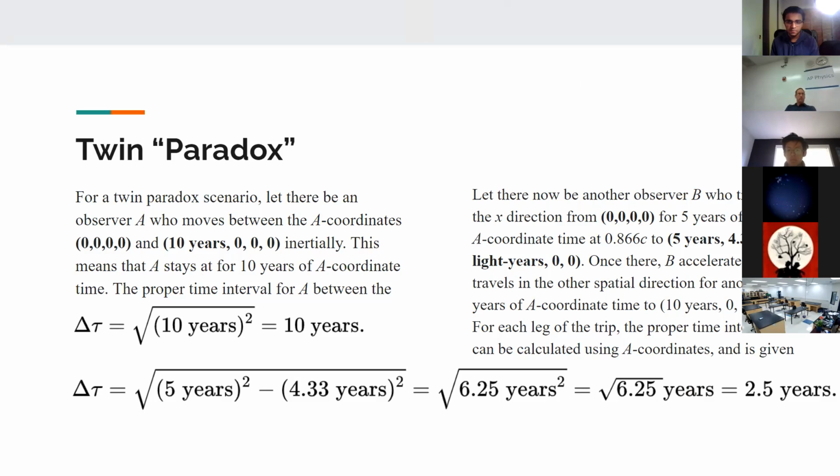So because of the relativistic effect, the time he actually experienced is dilated, right? So we can calculate how much time he experienced through the formula here: square root of (5 years squared minus 4.33 years squared). And finally, we will see it's only 2.5 years. That means if A stays on Earth for 10 years, but someone travels on a rocket and comes back, he's only getting 2.5 years older, right? It's really interesting.